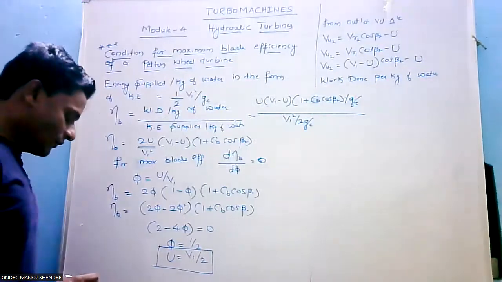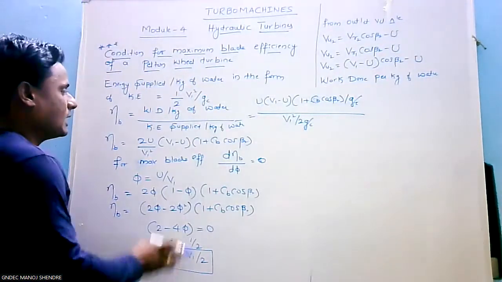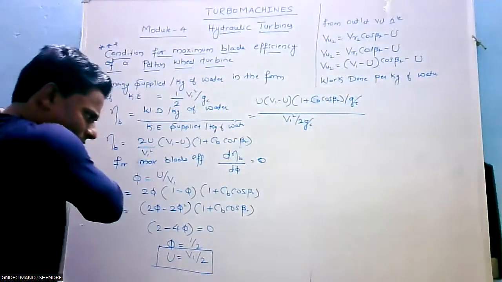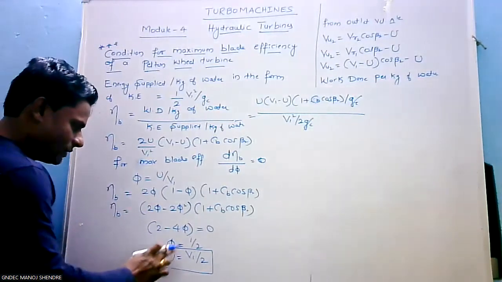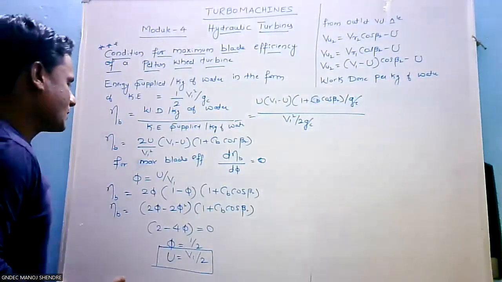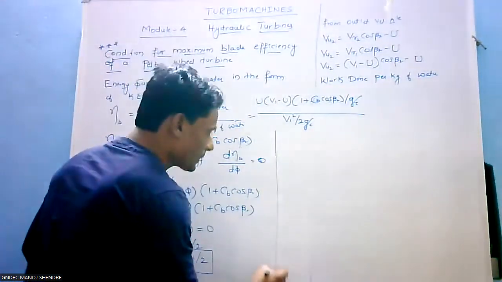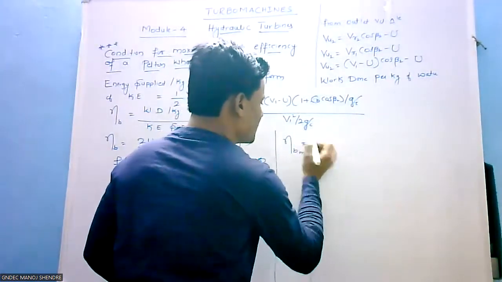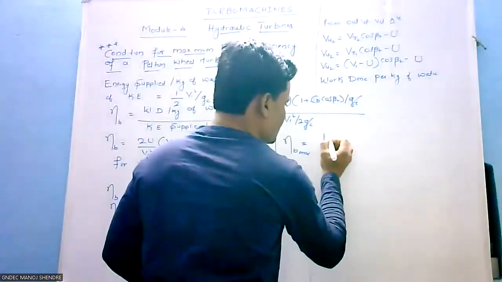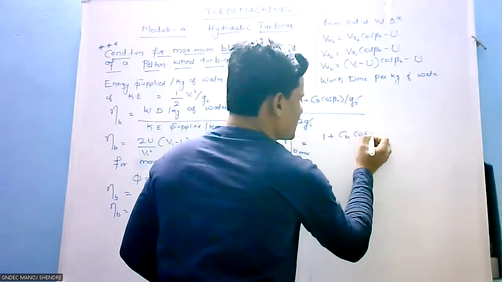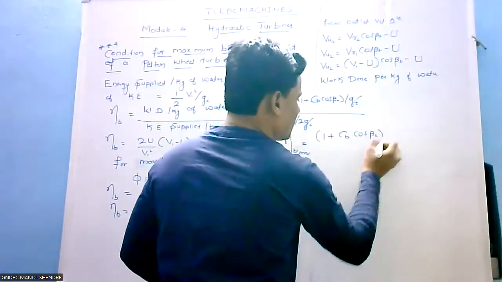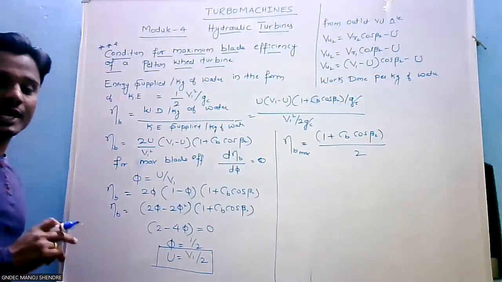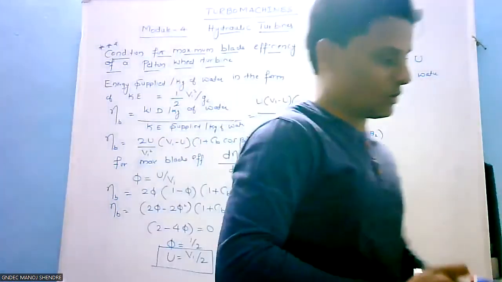Okay. So if we substitute phi equals 1 by 2 in this equation, I can write eta b maximum, the maximum blade efficiency, equals (1 plus cb into cos beta 2) divided by 2. So this is the required equation for maximum blade efficiency of a Pelton wheel turbine. Hope this is clear. Okay.